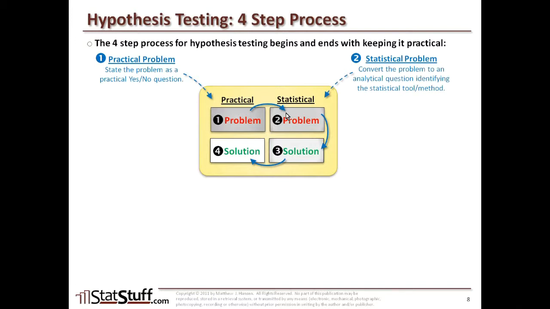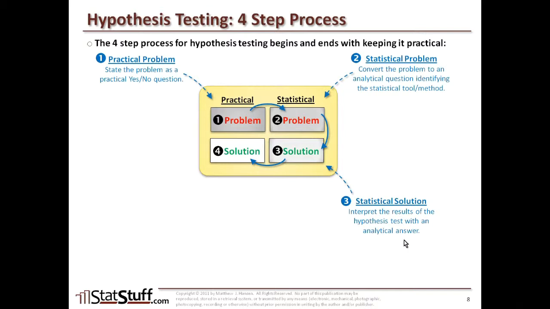Then we move on to the statistical problem. That is where we want to convert that original problem now to some analytical question. That's going to help us identify what's the statistical tool or the method that we're going to apply in order to help analyze and resolve the problem. And then from there, after applying the tool, we're going to come up with a statistical solution. That's where we're going to interpret the results of the hypothesis test with an analytical answer. Something, again, keeping it relatively statistical, where we're doing the interpretation of that problem and the interpretation of the results of that test that we applied.